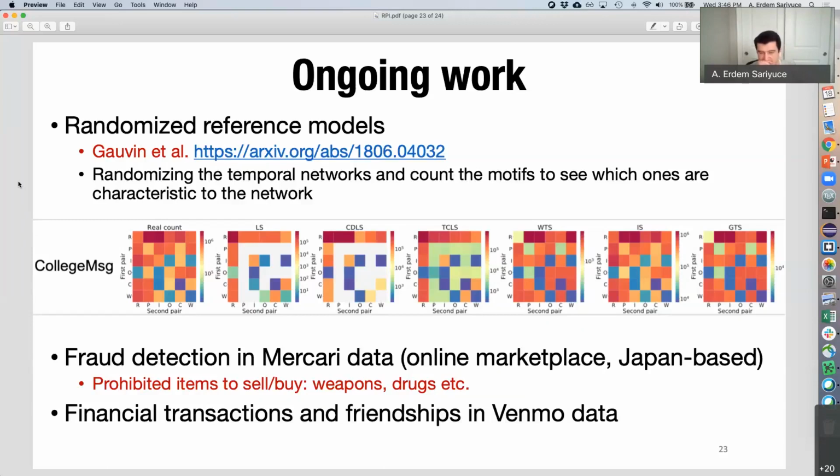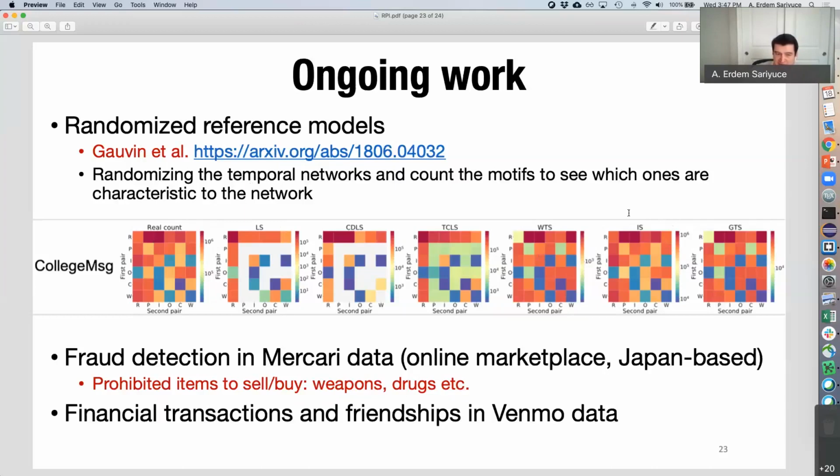But the problem is there is no clear model that we can use for this. There are so many different variants. Given a temporal network, you can randomize the structure of that, or the timestamps, or both. For instance, this LS stands for link shuffling. So you keep the timestamp of each edge the same, but you just shuffle things around. And it basically destroys everything. It is very hard to observe a similar picture as you did in the real counts.